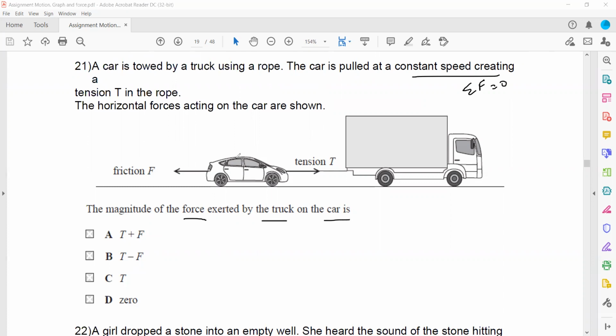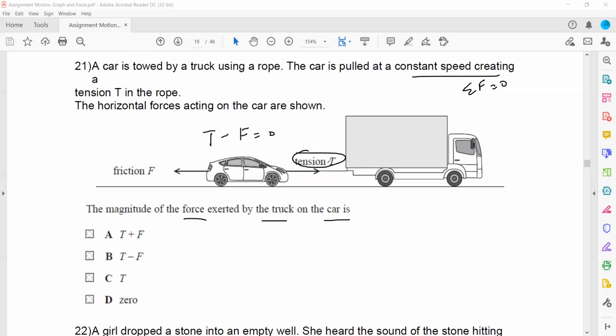So basically what happens, the truck is applying a force by using a string or a wire or a cord, and that force is known as the tension. So the force which is exerted by the truck on the car is equal to the tension. And the resultant force, T minus F, tension minus the friction, should be 0. Why will it be 0? Because the car is moving at a constant speed. But in the question, they're not asking for the resultant force, they're asking for the magnitude of the force exerted by the truck on the car.